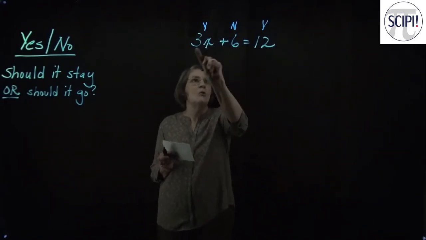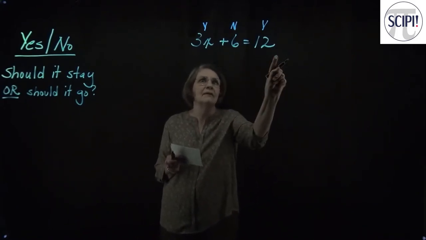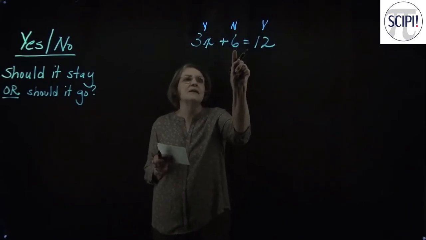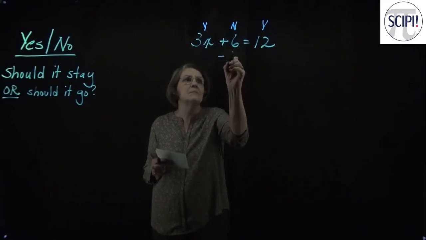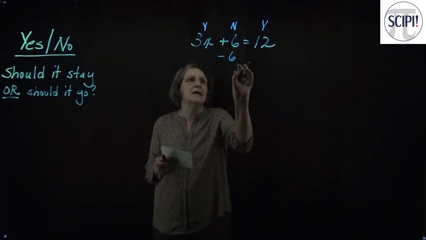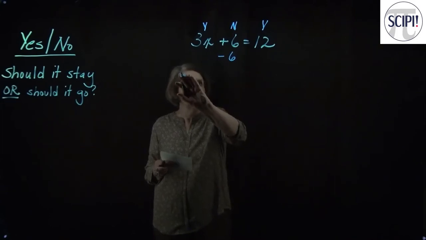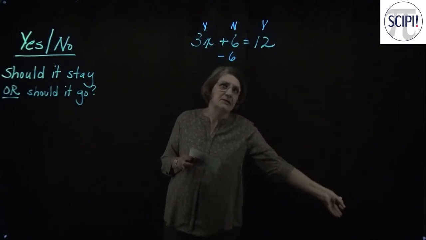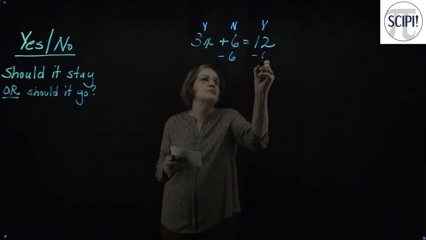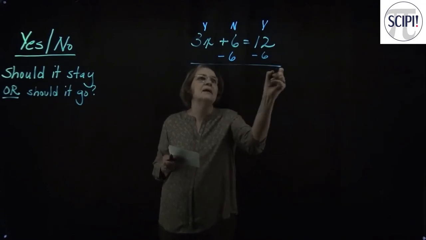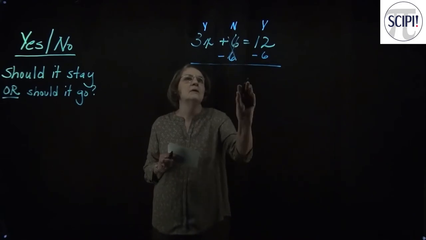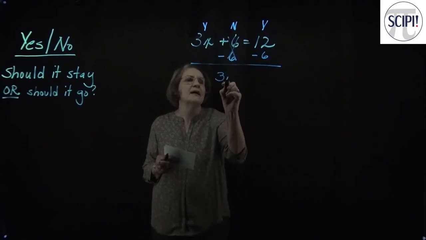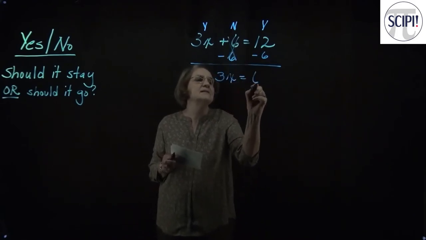What should go up here in this equation? 6, that's right, because it has the no above it. So what is the opposite of plus 6? The inverse of plus 6 is minus 6. Remember that in algebra, whatever you do to one side, you have to do to the other. That's just one of those rules we can't get rid of. Now let's check. 6 take away 6 is 0. I've got that right. So 3x is 6.